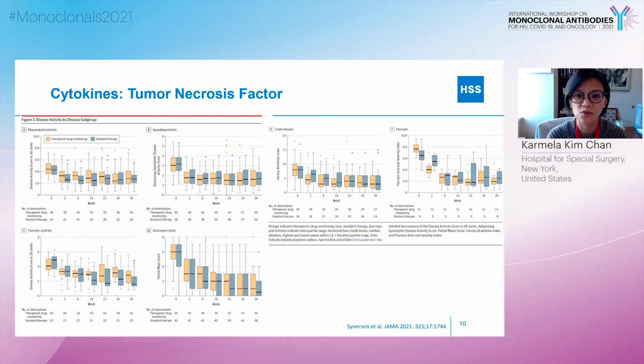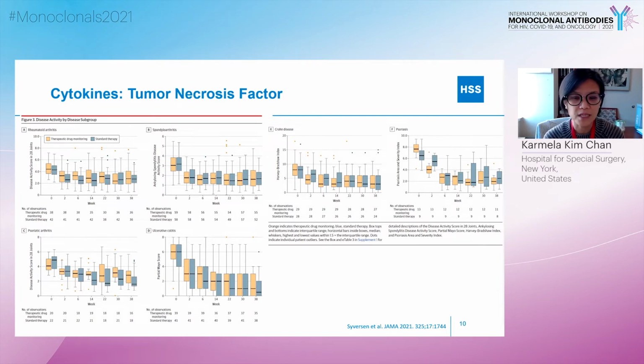This trial out of Norway, published in 2021, looked at the role of therapeutic drug monitoring versus standard therapy in 411 patients with various autoimmune diseases initiating infliximab. The choice to study infliximab is a good one, since infliximab is a chimeric monoclonal, and the development of human anti-chimeric antibodies has been reported to be as high as about 60% among rheumatoid arthritis patients, for example.